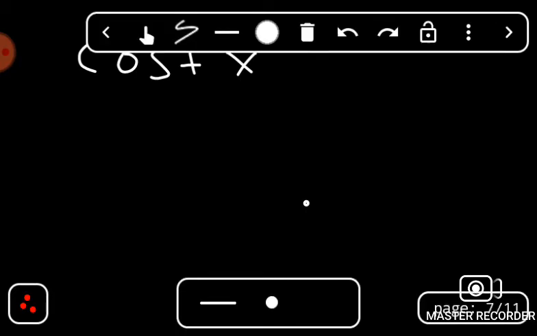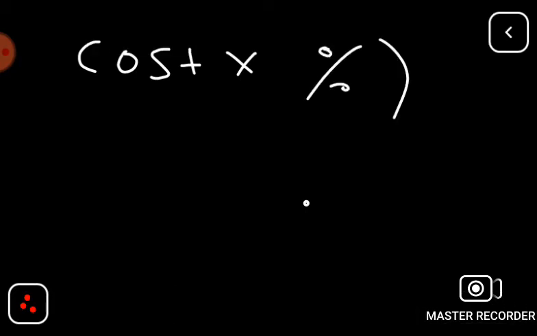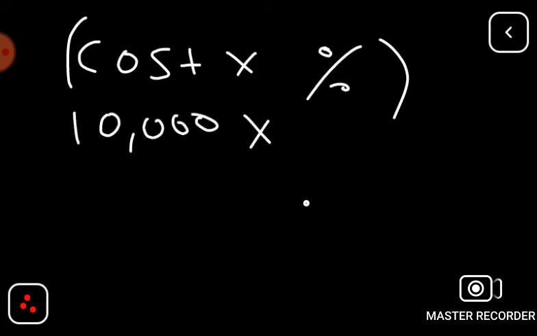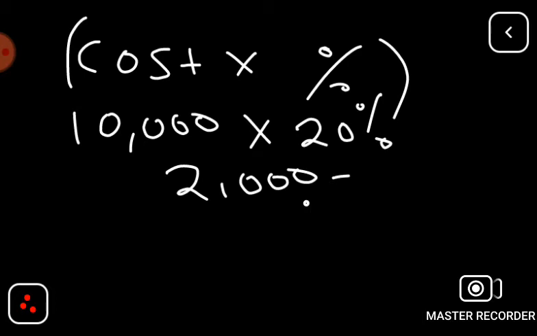Then how do you calculate depreciation using diminishing balance? This is the formula: cost multiplied by the percentage will be your depreciation for the first year. What was the cost? 10,000. What was our percentage? 20%. So 20% of 10,000 is 2,000. So this is your depreciation expense for the first year.